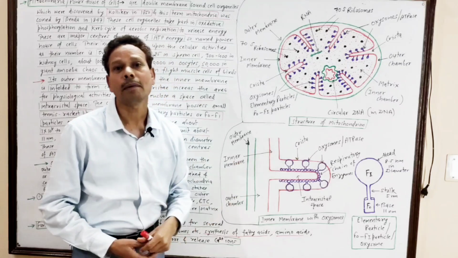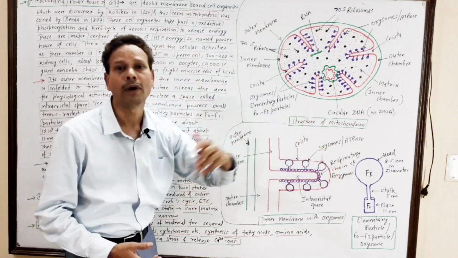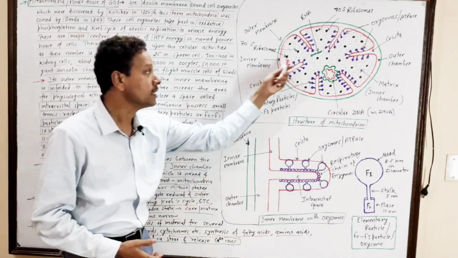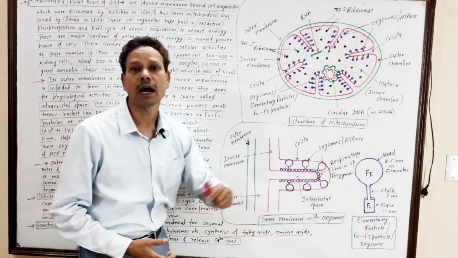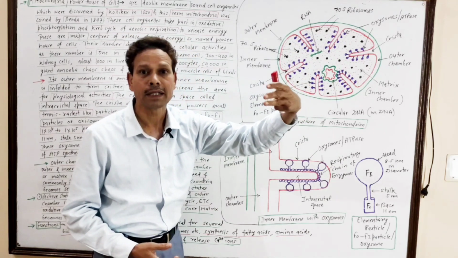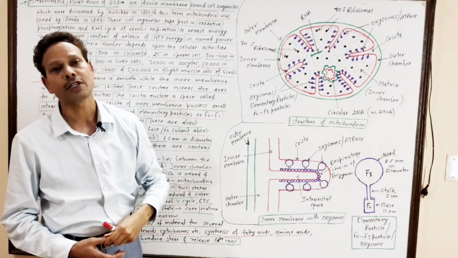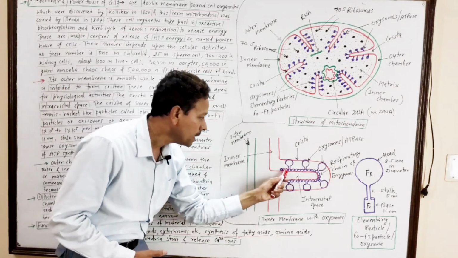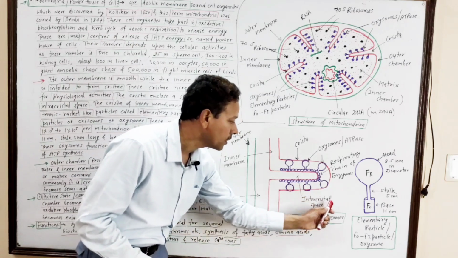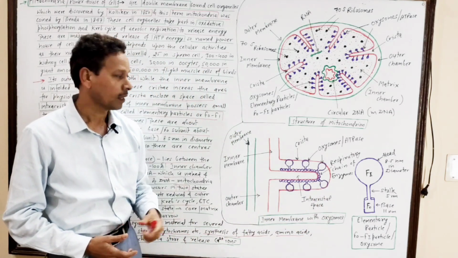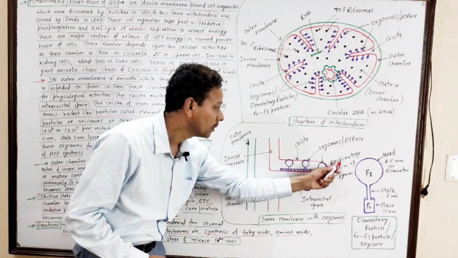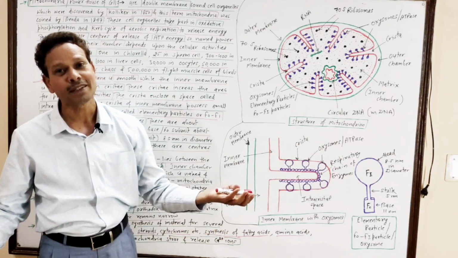This inner membrane, which shows infoldings, and these infoldings, finger-like projections in this matrix, are cristae. These are cristae: foldings, infoldings, ingrowths, finger-like projections. And the space between these cristae is the intracristal space. And in this inner membrane, a chain of respiratory enzymes is present.